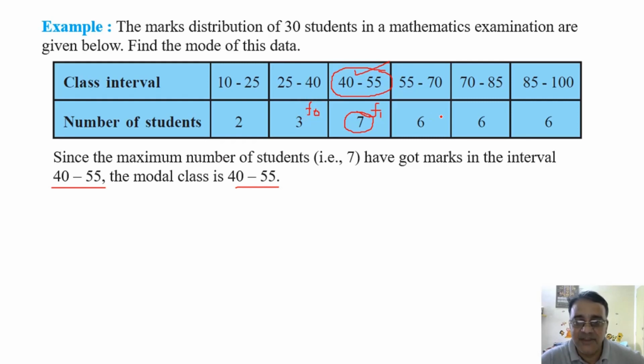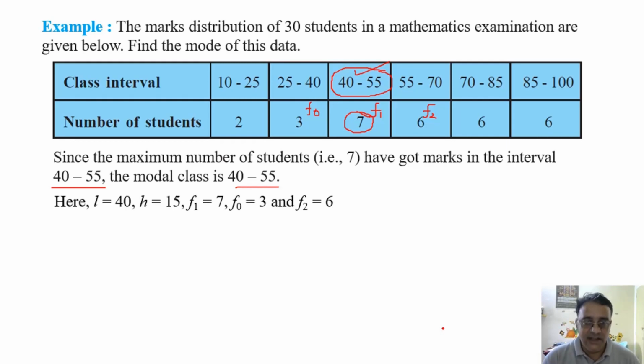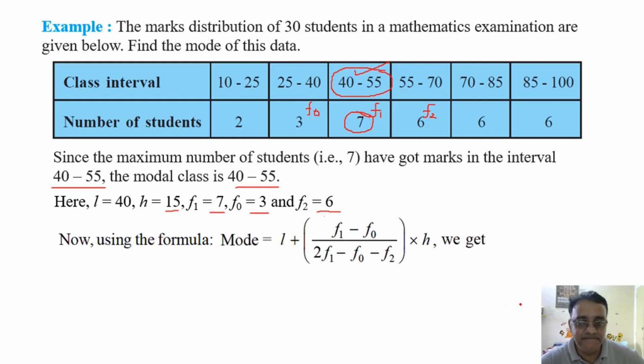Right. F1 is the frequency of modal class and F0 is the frequency of the class preceding the modal class, and F2 is the frequency of the class succeeding the modal class. So whether you are able to identify all these values? Yes, sir. So L is equal to 40, H is equal to 15, F1 is 7, F0 is 3 and F2 is 6. Now you have to write the formula and you have to substitute. So this is the formula.